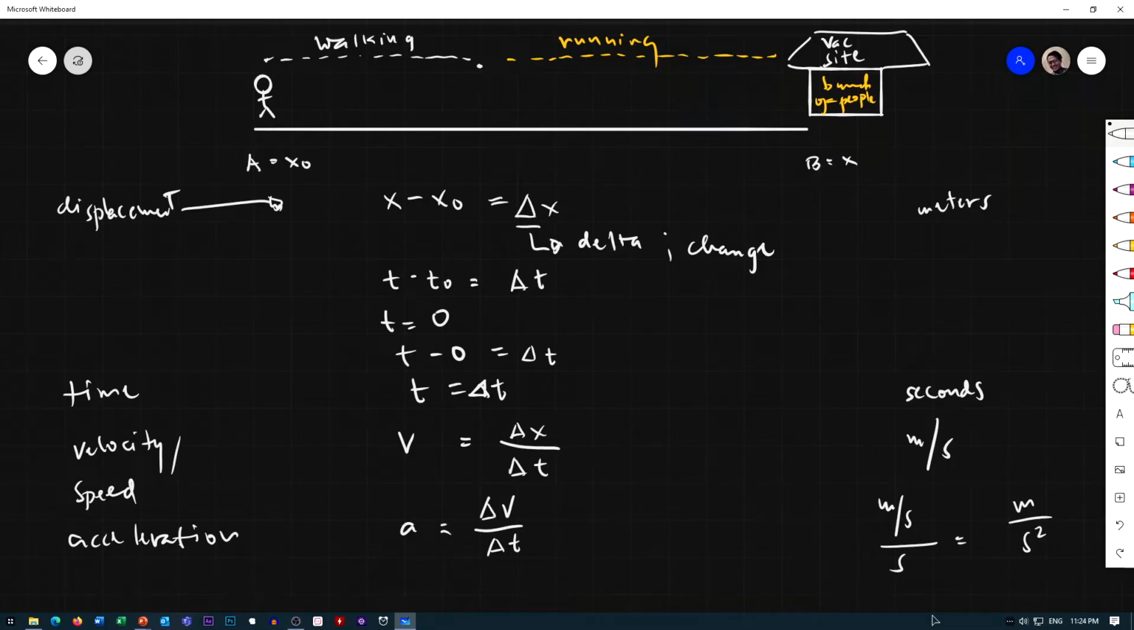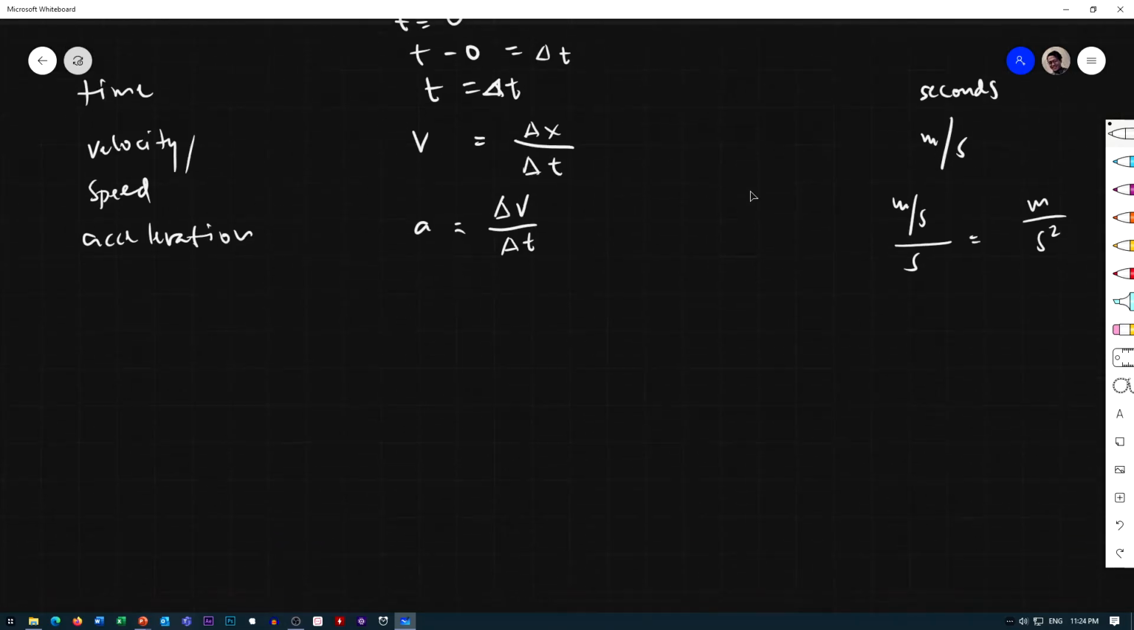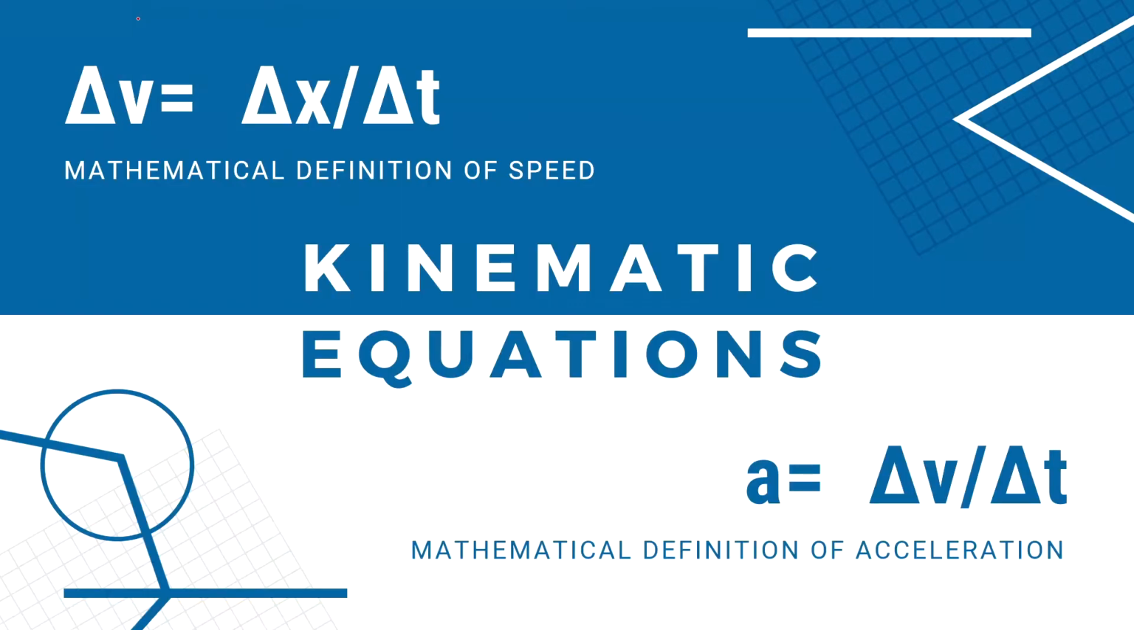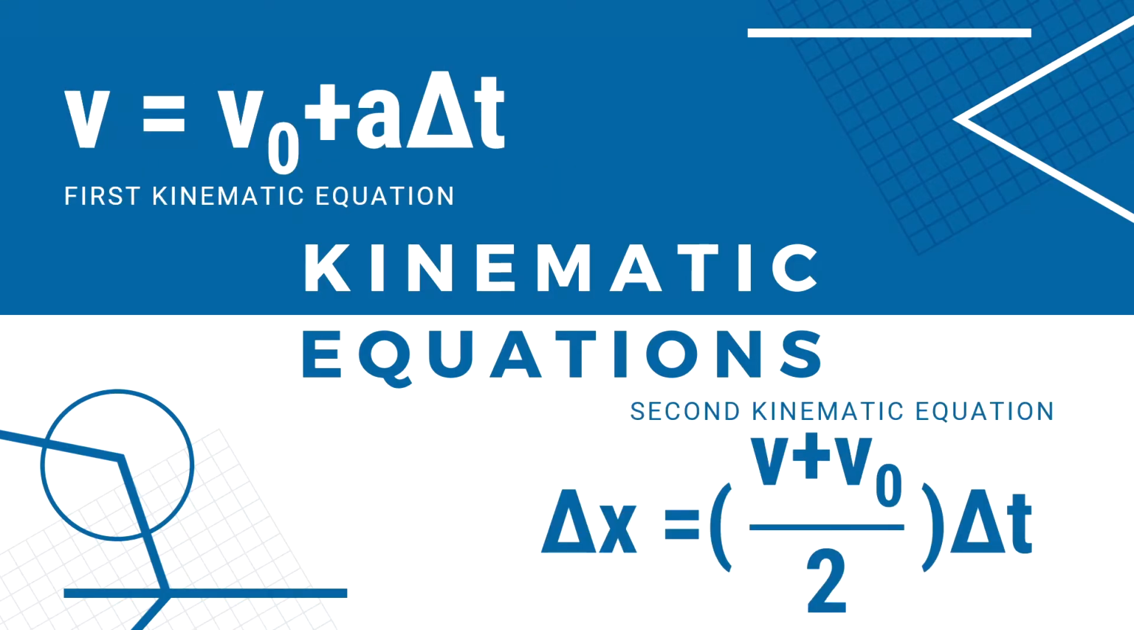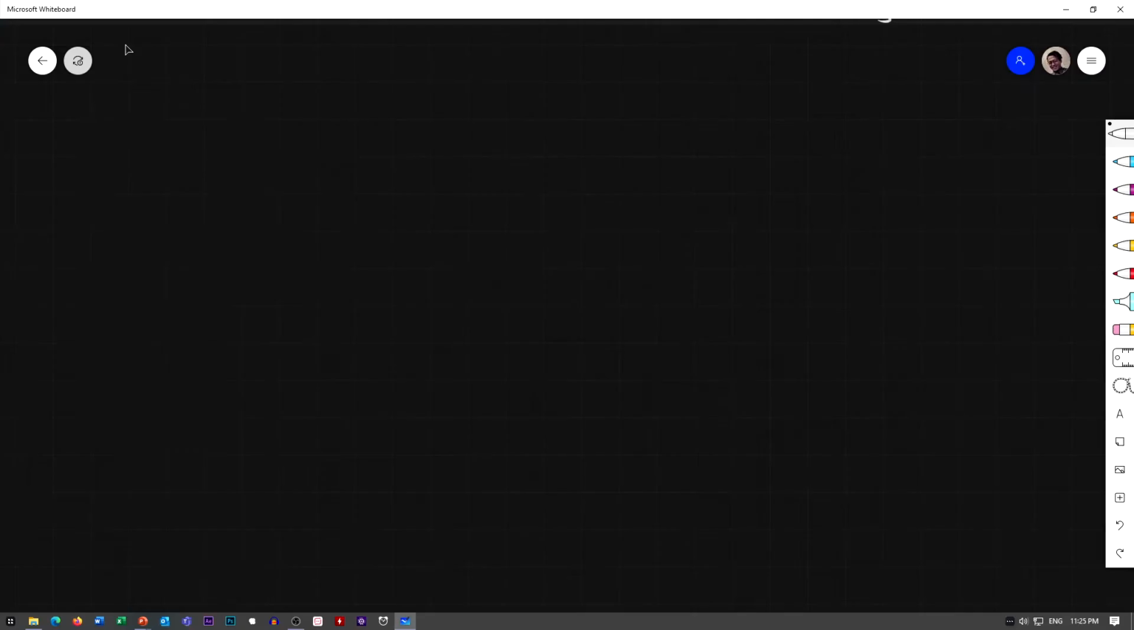Now that we have covered that, let us proceed to writing the kinematic equations. Together with those two, we have the definition of velocity or speed. Okay, so here we have defined those two. Now we can jump into showing the equations and how we are going to utilize them in problems.